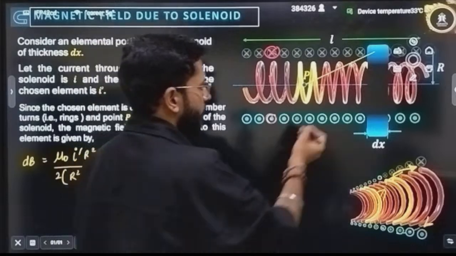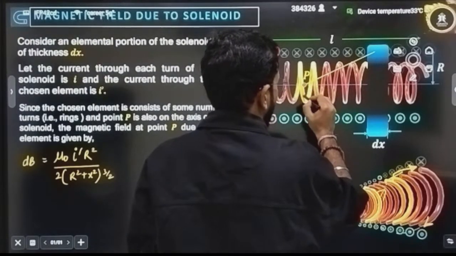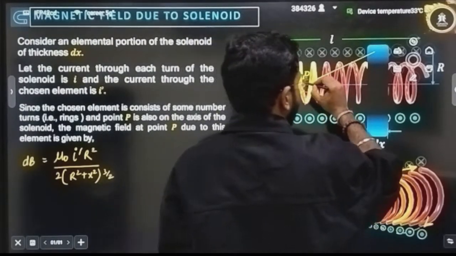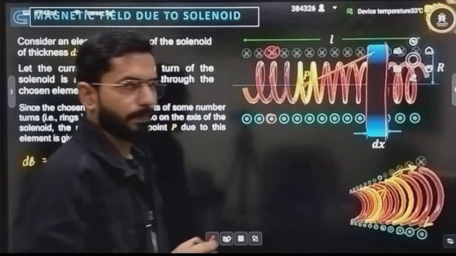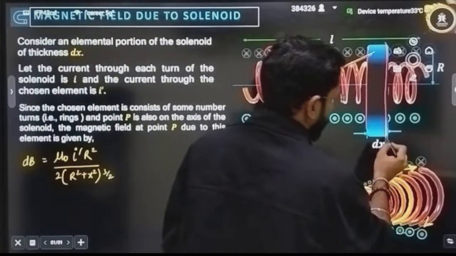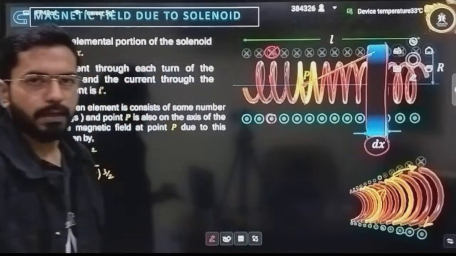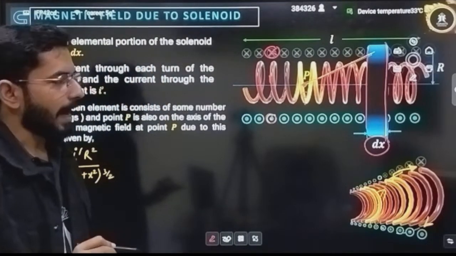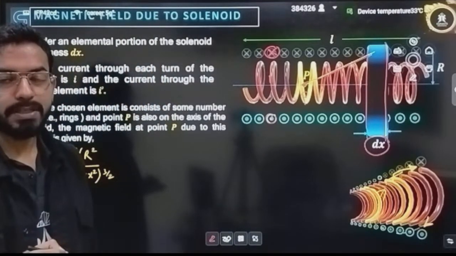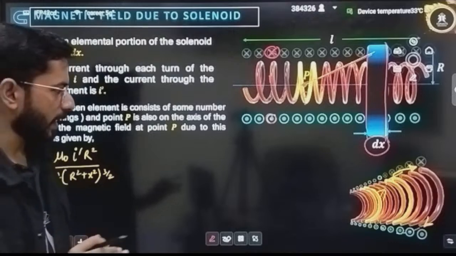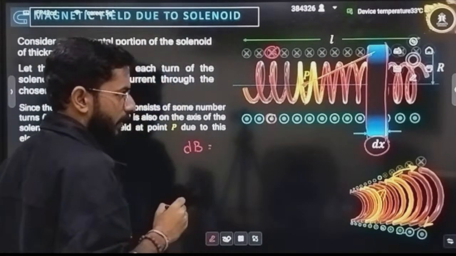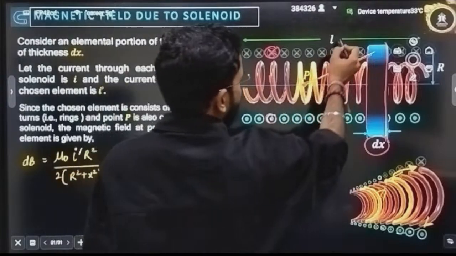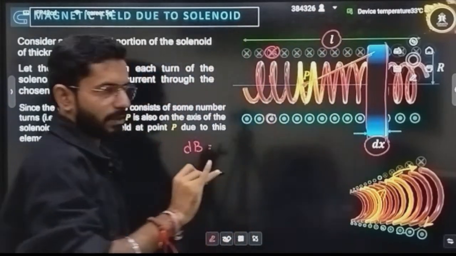So from some random point P, I will take an element and cut a cross section of the solenoid of thickness dx. This is what I am going to do, and I will write the effect of that cross section, the small magnetic field. The length is also given as a.